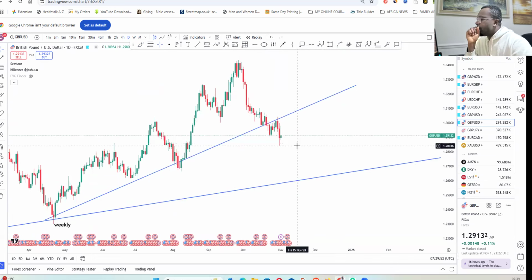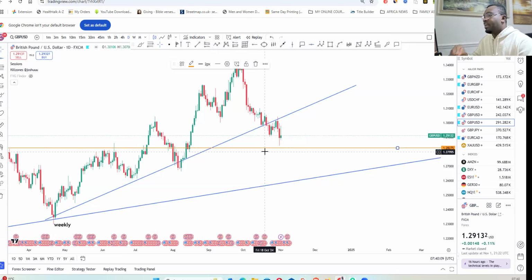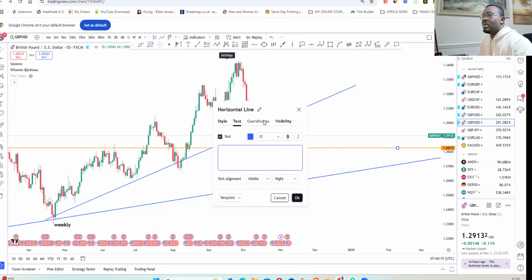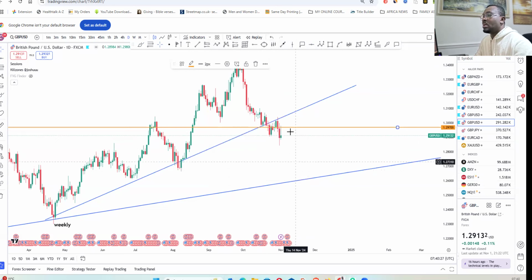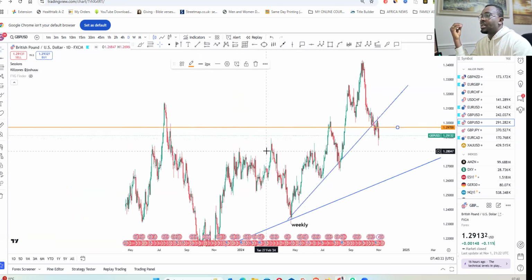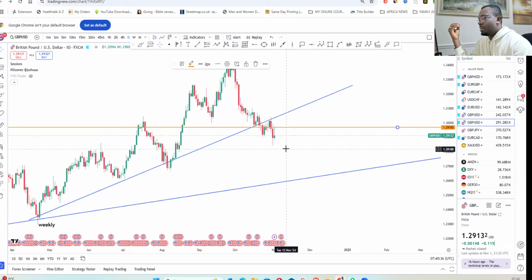So what do we anticipate? The first thing is I want to mark two areas on the chart, a very key area of support and resistance. The first support area I want to pay attention to, let me just put in the figures there, is 1.297, which price already broke. I want you to know that was a strong support in the past. Price broke that support.